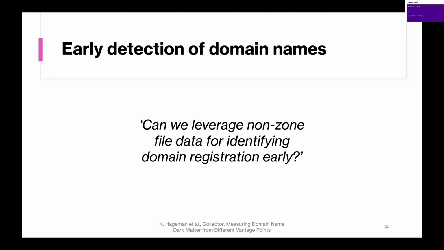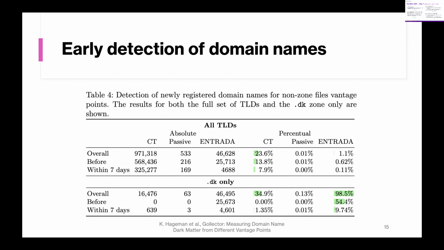And what we wanted to do is to investigate using the zone files as a ground truth. How many domains do we identify earlier using a different vantage point than the zone file itself? And these are the results. So these tables are a bit complicated, a bit messy, I realize.